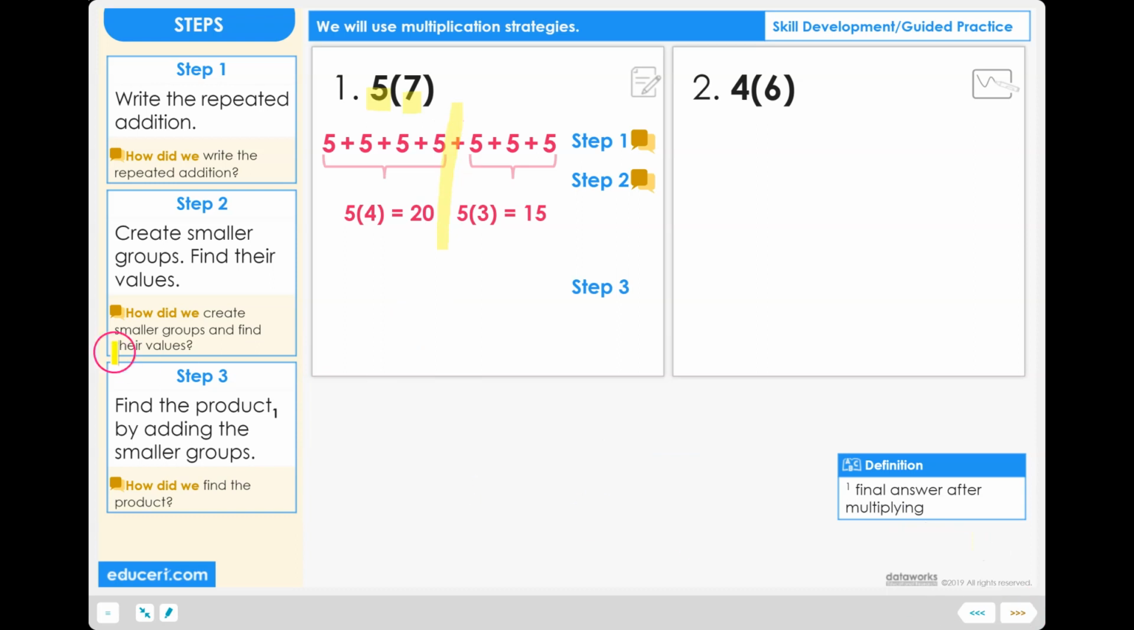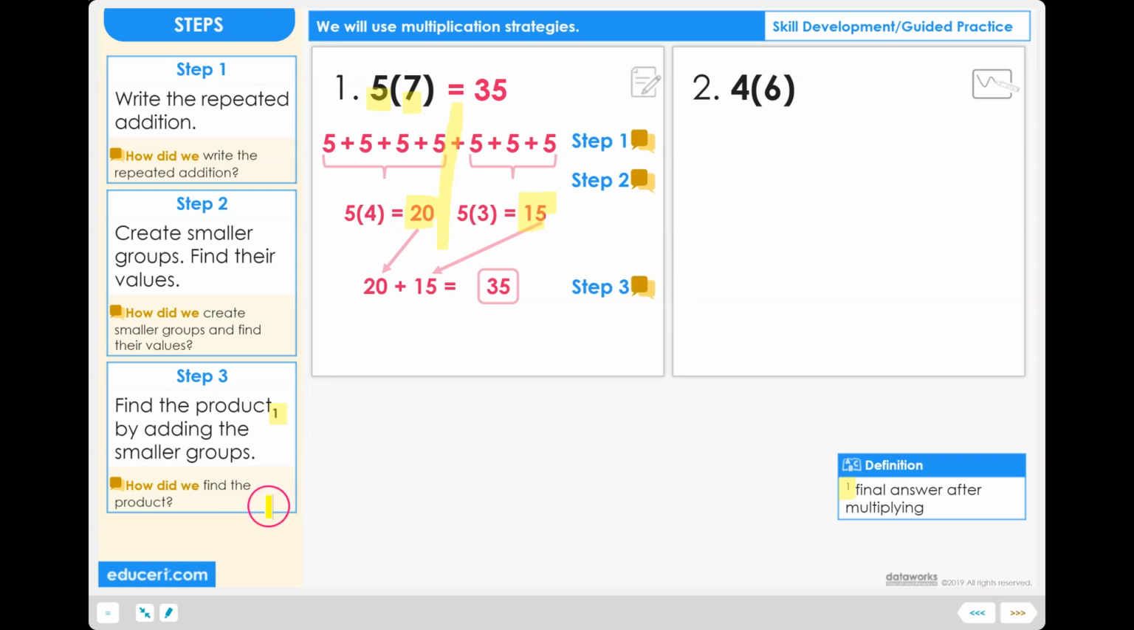Step 3, ready, read. Find the product, and the product is the final answer after multiplying. So we haven't found the final answer yet. We found these little parts of answers. We want to find the product by adding the smaller groups. So our 2 smaller group values were 20 and 15. So the product is going to be taking those 2 values, 20 and adding 15, to get 35. And that is the product to the multiplication problem. 5 times 7 equals 35.